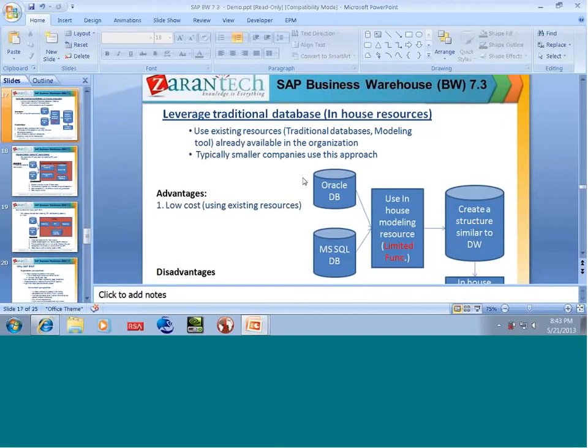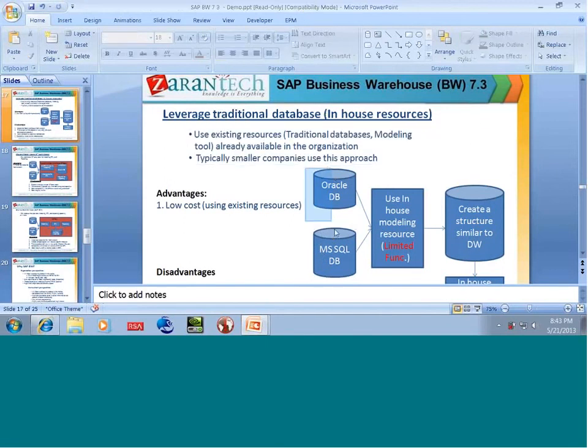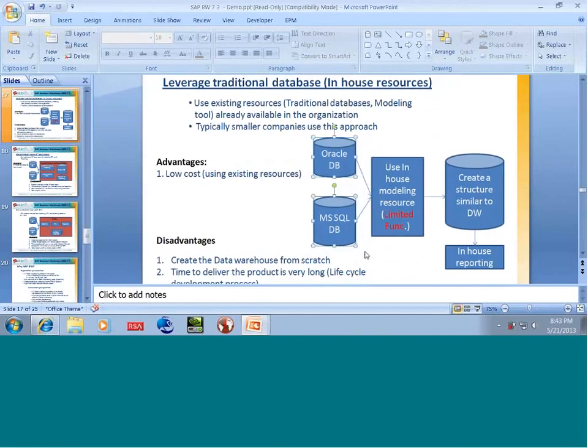In this case, this company has already spent a lot of money building their traditional or transactional databases. But they really want to be very competitive in the market. They want to use the data that is available to provide analytical reporting. With the existing structure, they cannot provide analytical reporting. As you all know, it is transactional in nature.